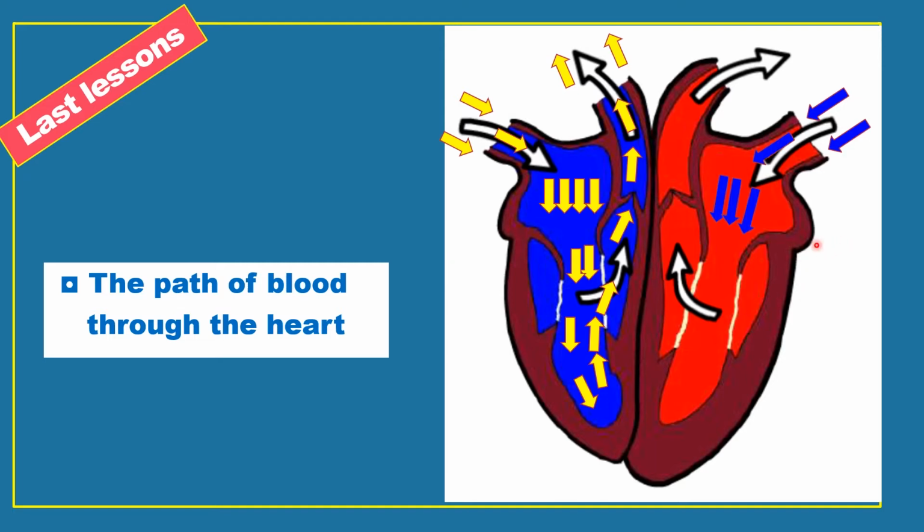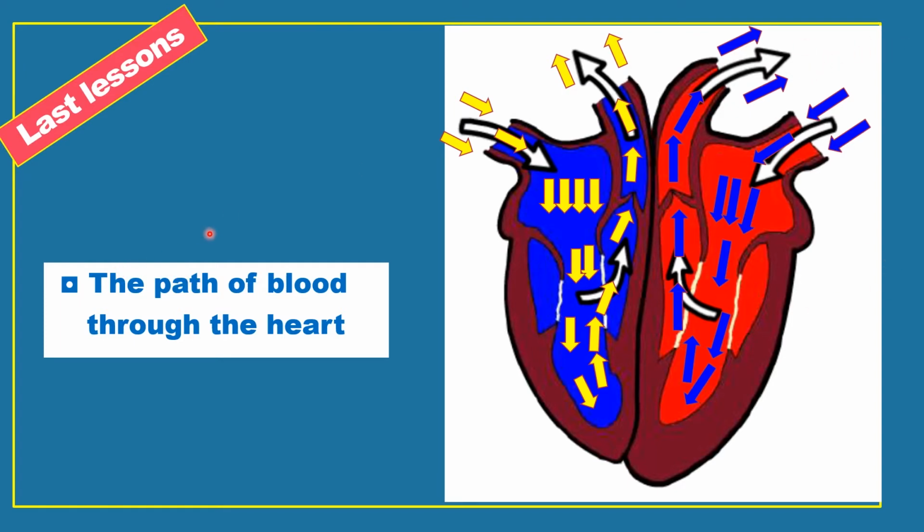Then the left atrium contracts, and the blood flows into the left ventricle through a valve. The left ventricle contracts, and it pumps the blood to all the body cells through a large artery called the aorta. Then the blood goes from the aorta to all the body cells.